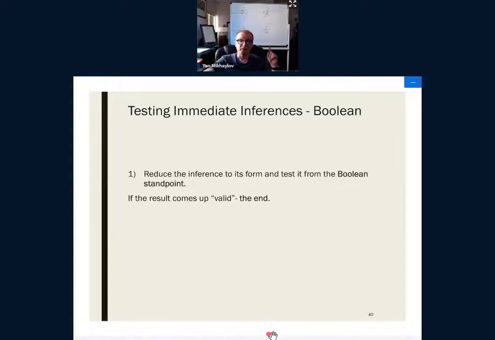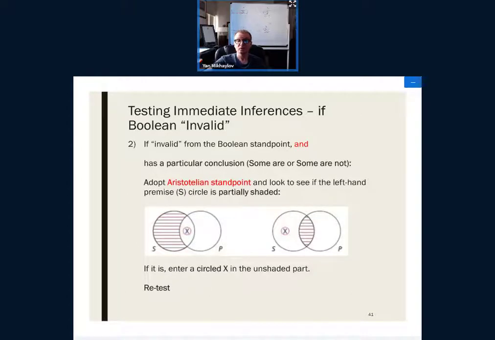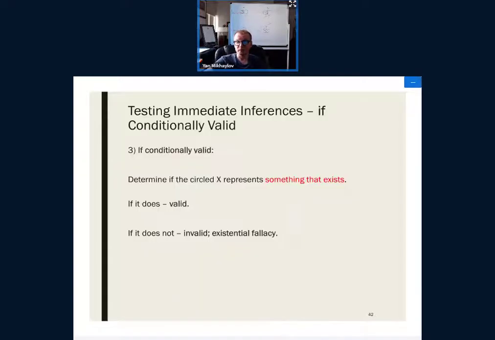But if you have universal on top, means your two circles on top have shading, and particular on the bottom, meaning your bottom two circles have an x, no matter where, then you can take this additional step and put an x in a circle on top, either to the right or to the left of the shading, depending on what you have. If you have this situation, you put an x with a circle here. If you have this situation, you put it here. And then you retest it.